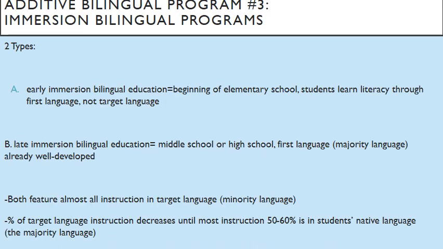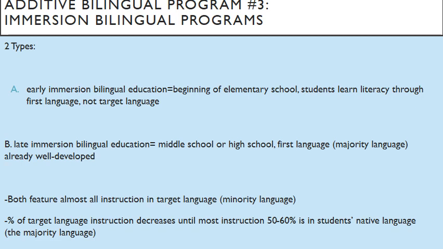There are two types of immersion bilingual programs. There's the early immersion, where students will start in elementary school. Let's say in Sweden, for example, they'll start in elementary school with mostly English instruction, but they'll still learn literacy through their first language. So they'll still learn how to read in Swedish. Just most of the time they'll be speaking in English. And then the idea is that since they're immersed in the language, they'll learn more English that way.